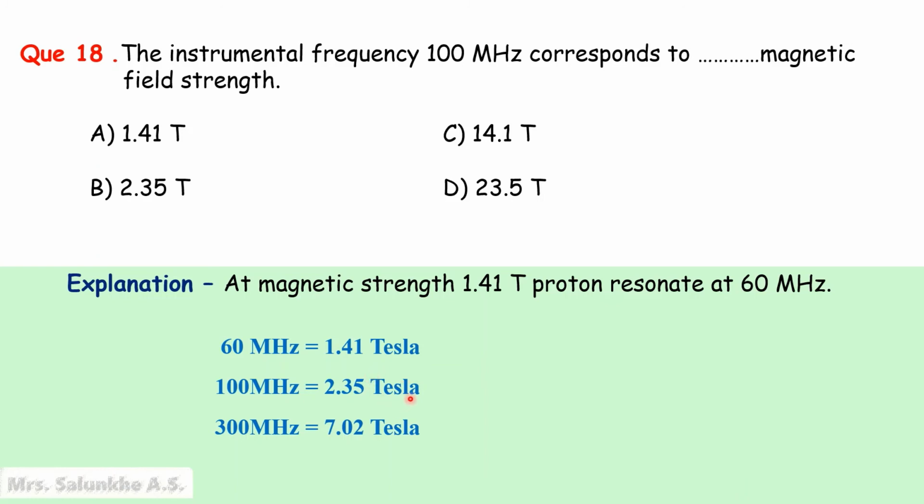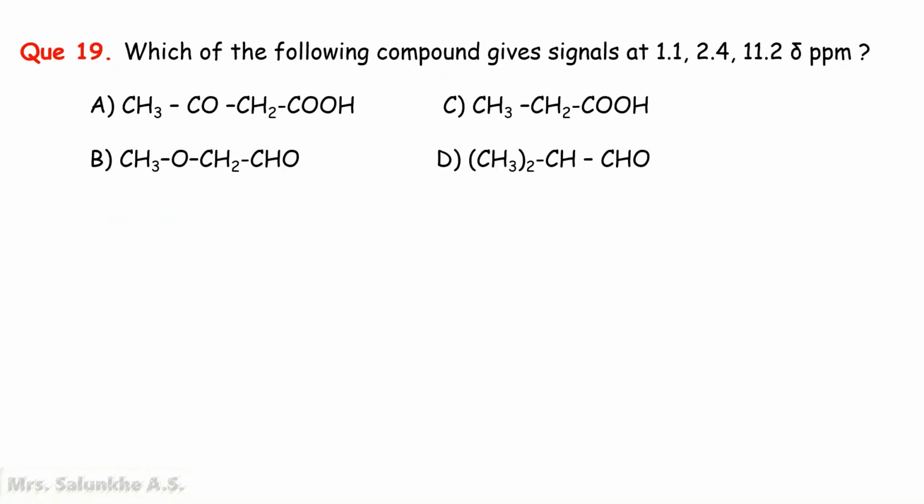Tesla is the unit of magnetic field strength. Similarly, 300 MHz corresponds to 7.02 Tesla. In this question, for 100 MHz spectra, the magnetic field strength is 2.35 Tesla. This is the correct answer.